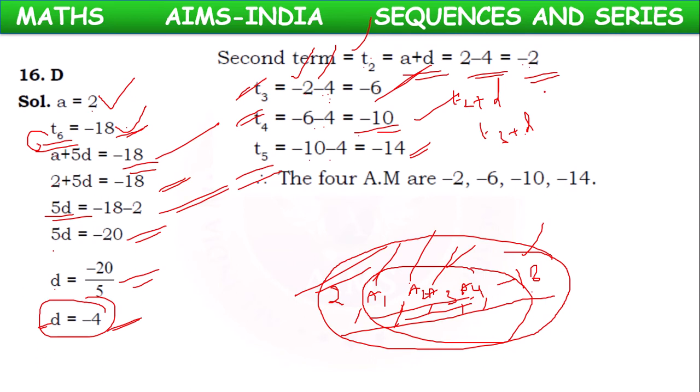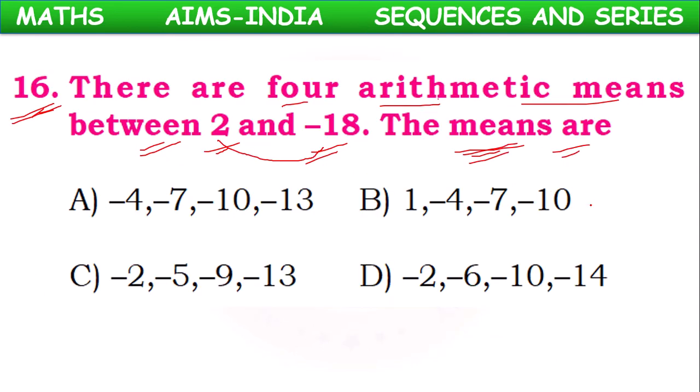So the arithmetic means are minus 2, minus 6, minus 10, minus 14. These are the 4 arithmetic means. So option D is correct.